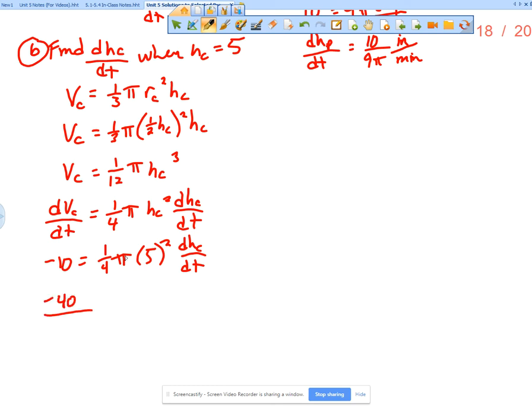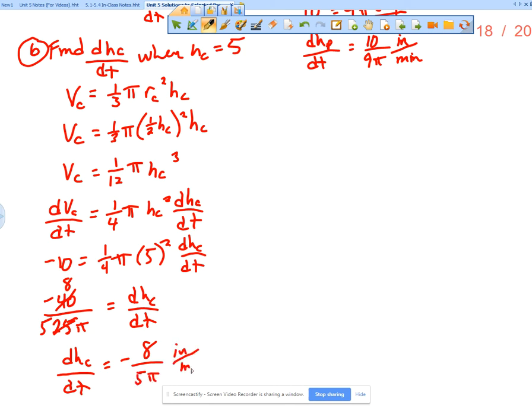And then I'm going to divide by 25 pi. So -40 over 25 pi equals dH sub C dt. And if we simplify here, they're both divisible by 5. So this would become 8. This would become 5. So I get that dH sub C dt is equal to -8 over 5 pi. And remember, this is a linear measurement, so inches per minute.